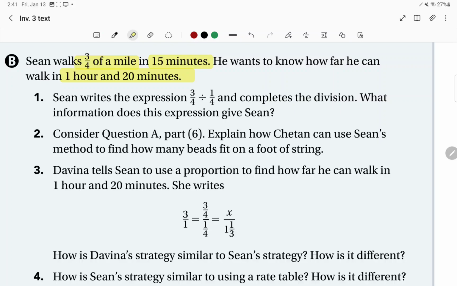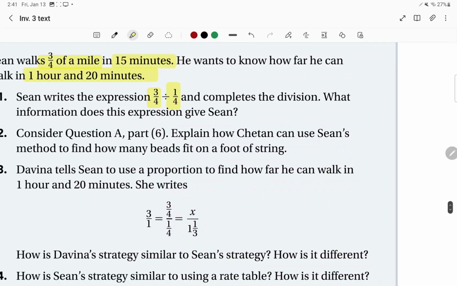It says he writes the expression 3/4 divided by 1/4, and completes the division. So what information does this give Sean? So think about it, see if you can come up with an answer, pause it if you need to, and then come back to the video.